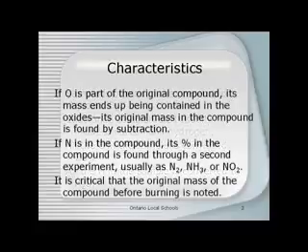If oxygen is part of the original compound, its mass will end up being contained in the oxides. Its original mass in the compound has to be found by subtraction. If nitrogen is in the compound, its percent in the compound is usually found through a second experiment, and the nitrogen in that will usually be found as either N2 elemental nitrogen, or as nitrogen in ammonia, or as an oxide, nitrogen dioxide, for example.